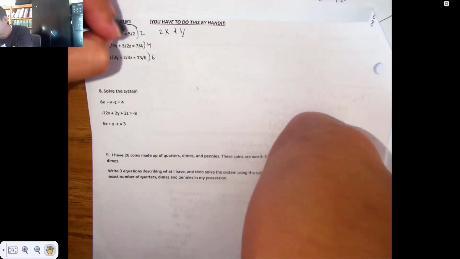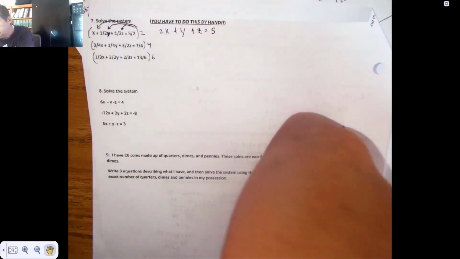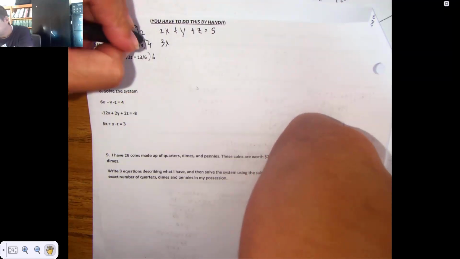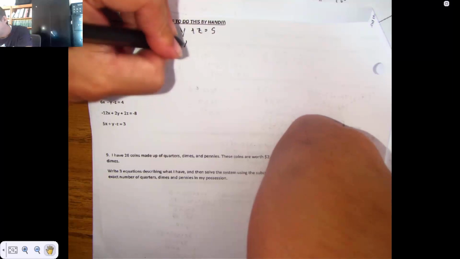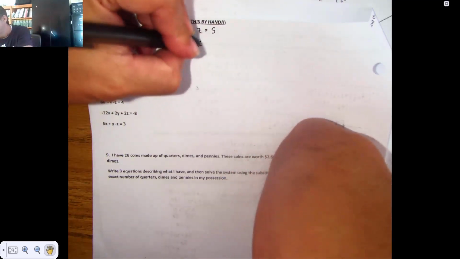This becomes 2x. That should be a y right there. There's a typo there. Plus y plus z equals 5. When I multiply this guy, I have 3x plus y. 3 over 2, 4 over 2 is 2. 2 times 3 is 6. Plus 6z is 7, because 7 over 4 times 4 is 7.